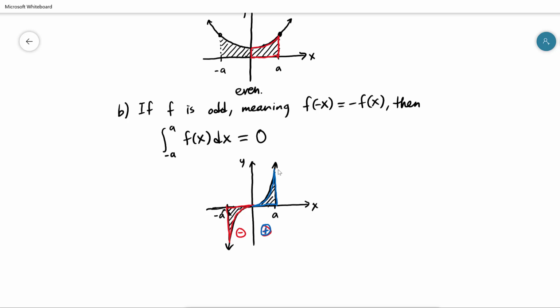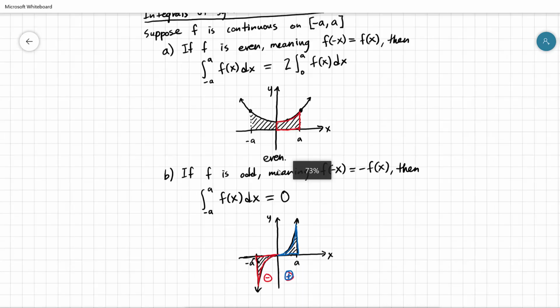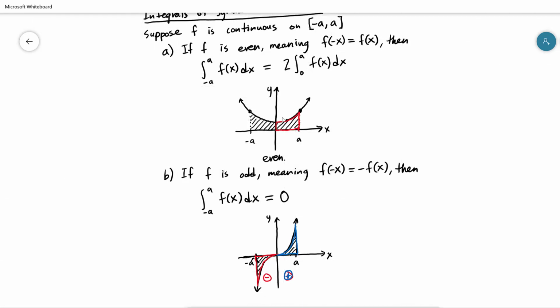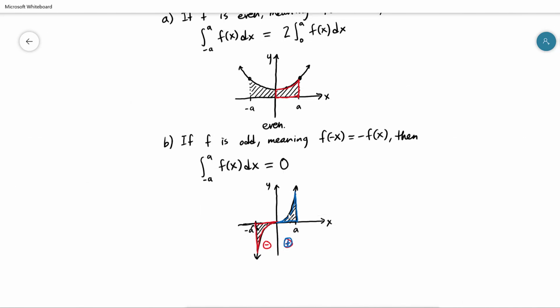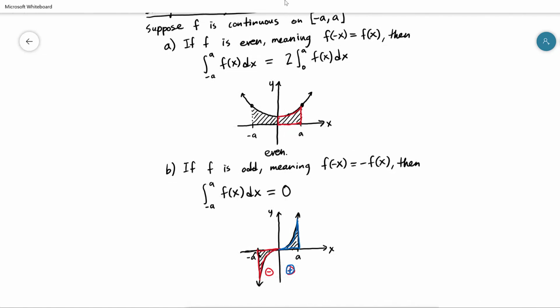Okay, so if you're dealing with an even function, you can just find half of the area and then double it. If you're dealing with an odd function, no matter what, it's going to integrate to 0 because there's an equal amount of positive area under the curve as there is negative area under the curve. We can prove these using these substitutions. I have that in my notes if you want to take a look at it, but it's not super important.